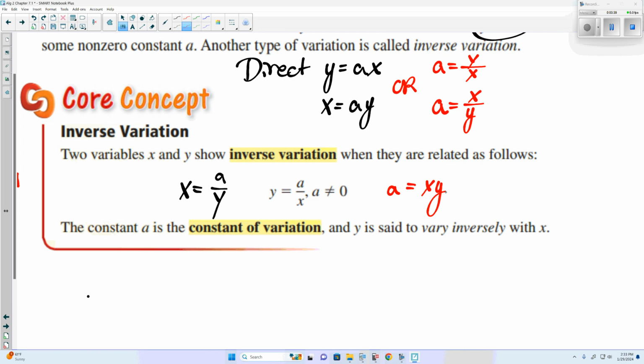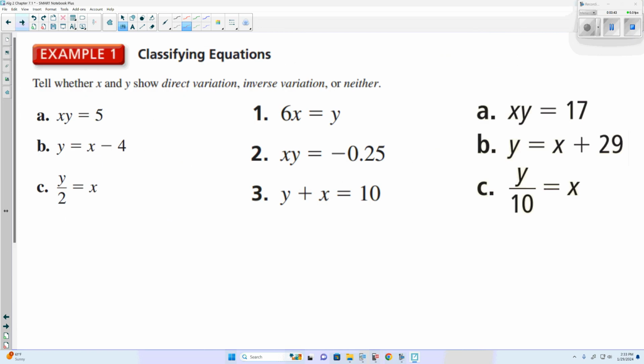All right. Now, the first thing we're going to do is define direct variation, inverse variation, or neither, based off a function given. So the first one we have is this one here. X times y equals 5. We need to determine if it's direct, inverse, or neither. This first one would indeed be inverse.